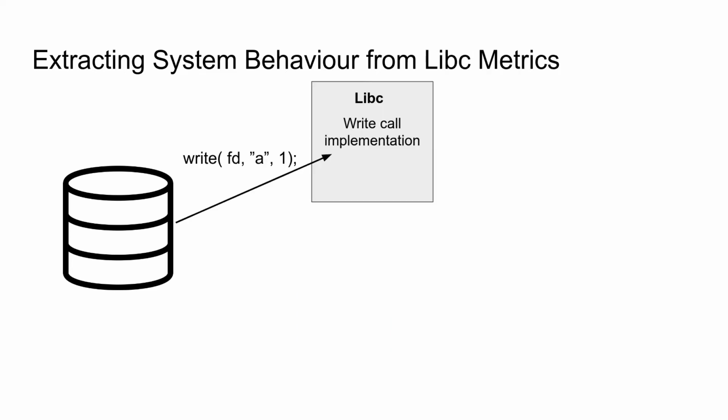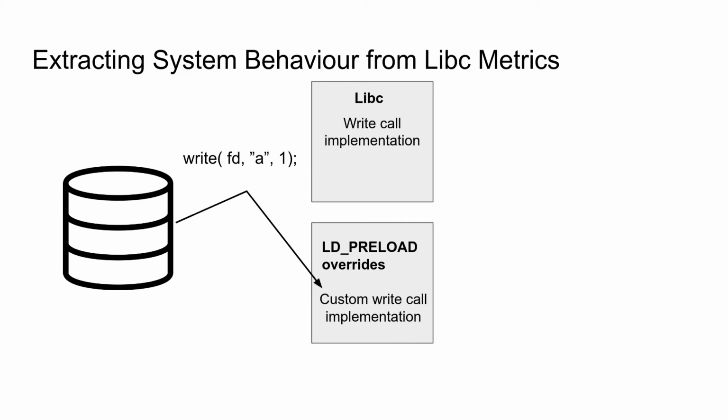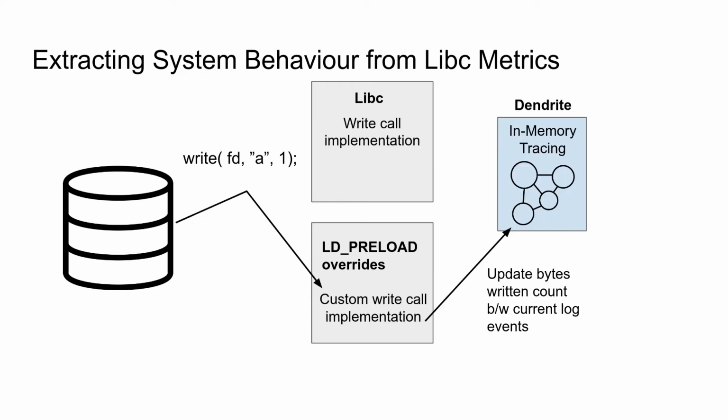Dendrite also encodes low-level resource metrics into these models. To obtain this information, Dendrite intercepts important libc calls. For example, if the data system makes a write call, that call is redirected to a custom implementation of write that tracks statistics like the number of bytes written. Dendrite associates these statistics with the events taking place before and after the write call so that administrators can determine the resource-intensive components of their system code.